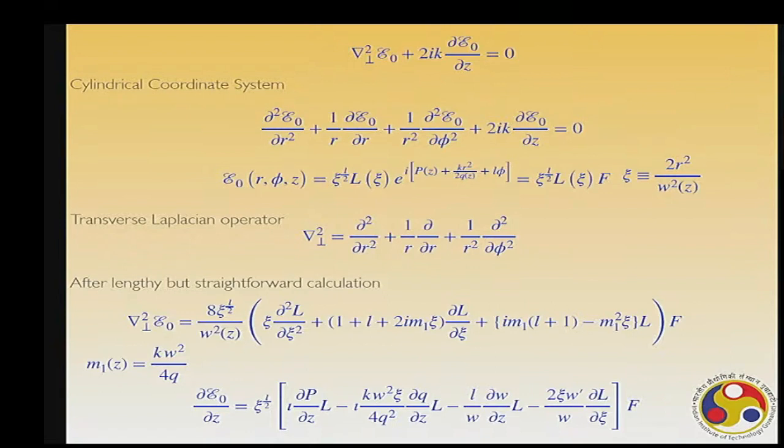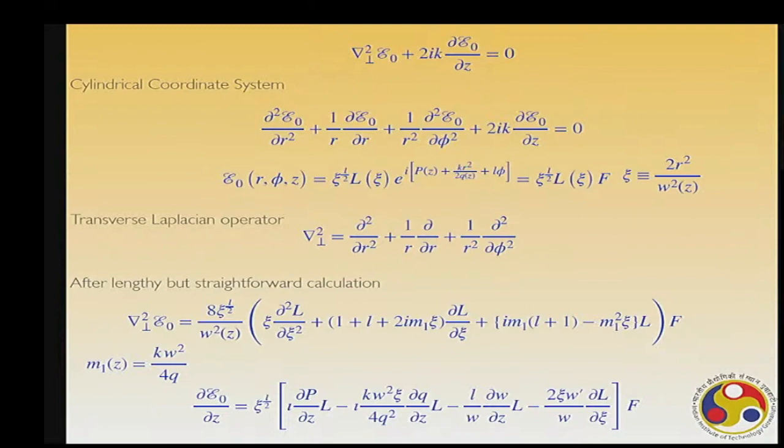Now, if I substitute this envelope in this equation, after a lengthy calculation, you will get this expression, and this expression contains the second order derivative as well as the first order derivative. Similarly, if you take the derivative with respect to z on this envelope, you will get this expression. So first, we are going to neglect the derivative with respect to zeta and the double derivative with respect to zeta square, and see the order of zeta in the left hand side and the right hand side.